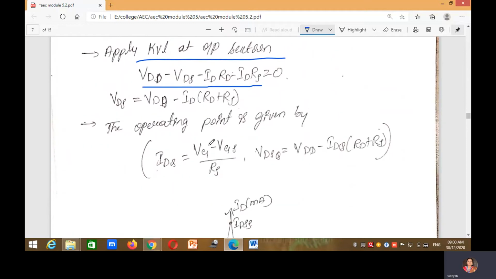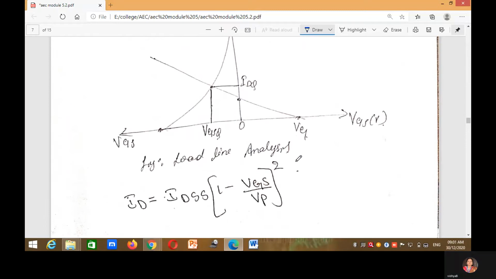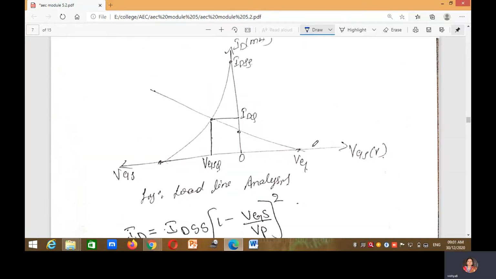IDS is equal to, what is the equation? IDS is equal to VG minus VGS divided by RS. VDS Q is equal to VDD. Same equation, okay, same equation for the Q point also. This is a load line analysis.